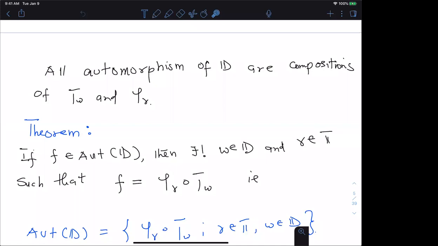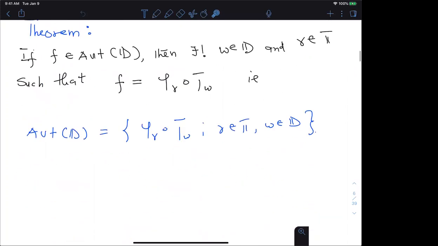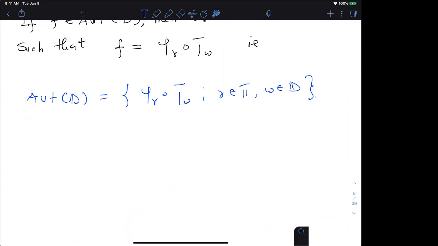So the theorem says if f is an automorphism on the unit disk, then there exists a unique omega in D and a gamma in T, such that that function can be written as a composition of phi gamma composed with T omega. So the set of all automorphisms is nothing but the compositions of such functions.